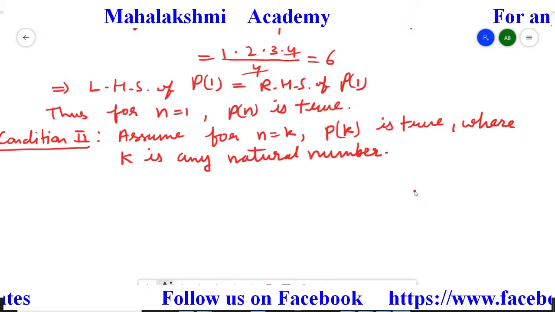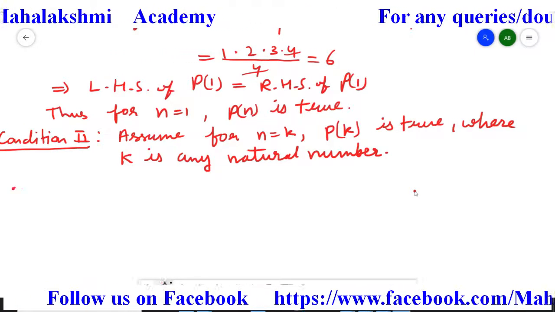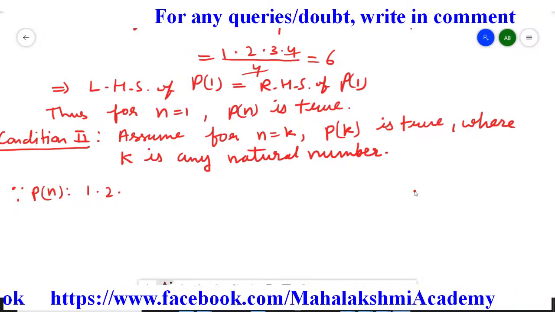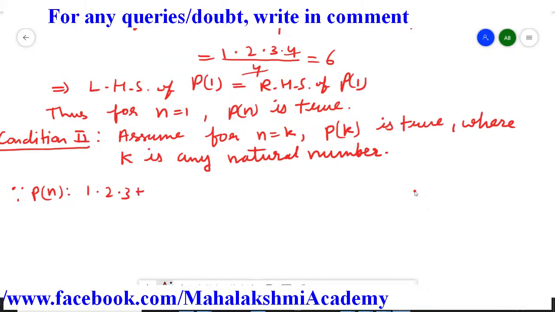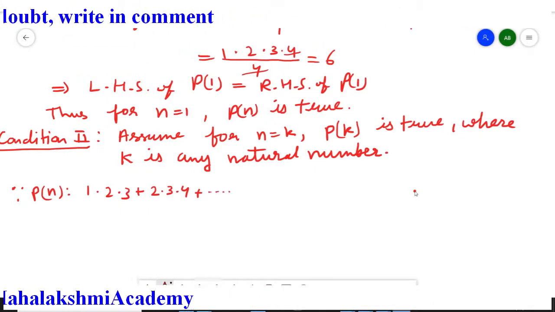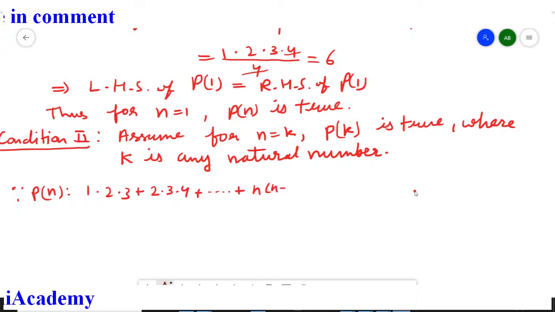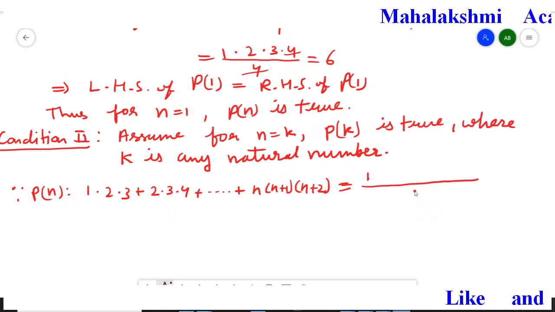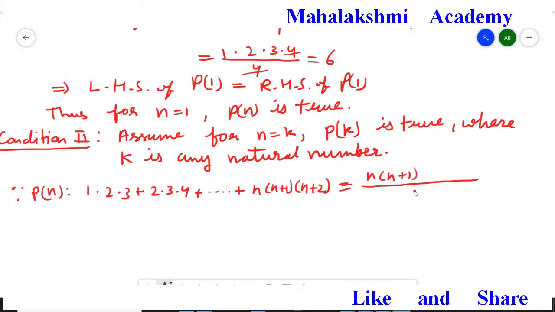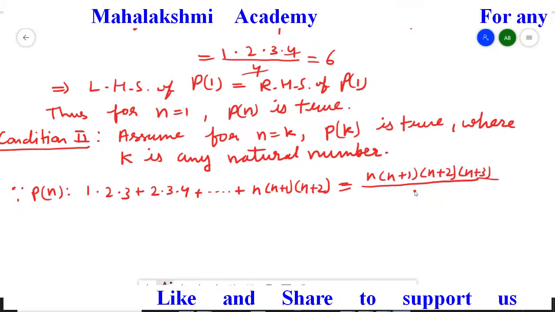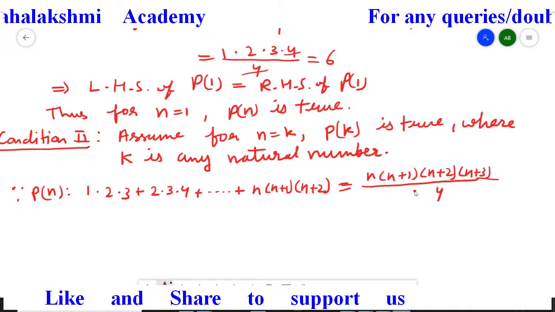So first I am writing the Pn statement, students. The Pn statement is 1 dot 2 dot 3 plus 2 dot 3 dot 4 plus, extended up to n, n plus 1, n plus 2, is equal to n, n plus 1, n plus 2, n plus 3 divided by 4. So this is our Pn statement.